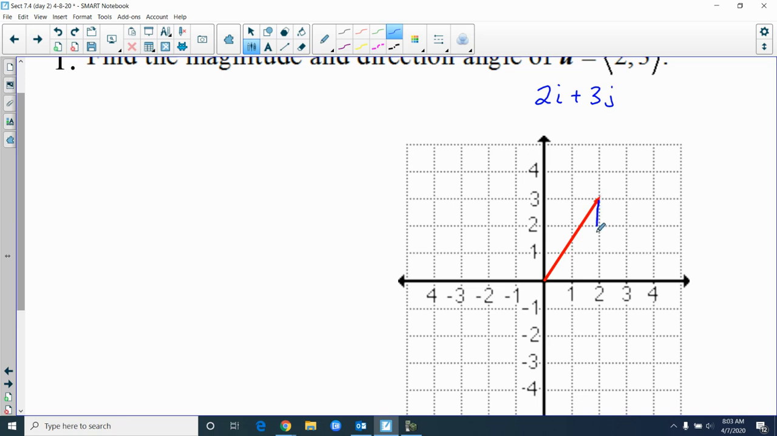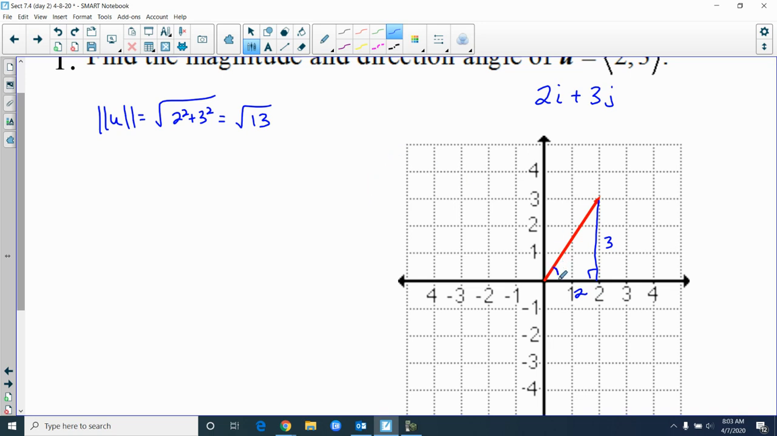Well, it goes back to good old-fashioned right triangle trig. This is 2, this is 3. The magnitude of u is going to be the square root of 2 squared plus 3 squared, which is the square root of 13.